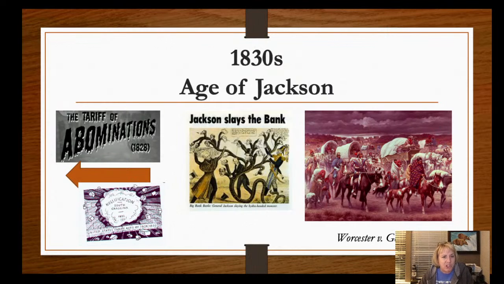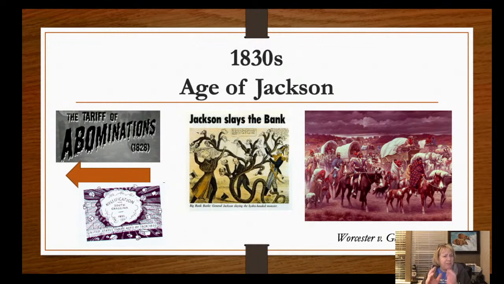It was passed by John Quincy Adams, but Jackson has to deal with it. And he has to deal with it through the tunnel of South Carolina. South Carolina is threatening to nullify the Tariff of Abominations, meaning they're not going to follow it. They're going to ignore the law. And basically it comes down to a standoff between Jackson and John C. Calhoun.